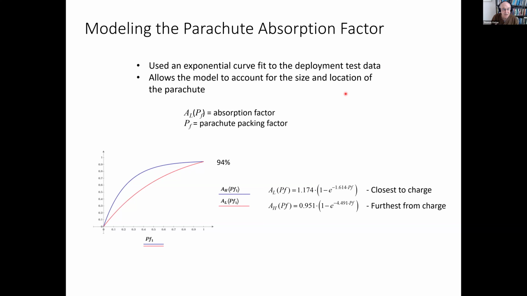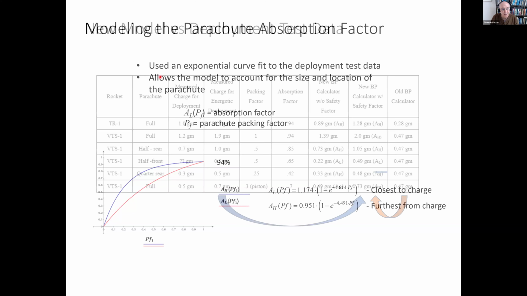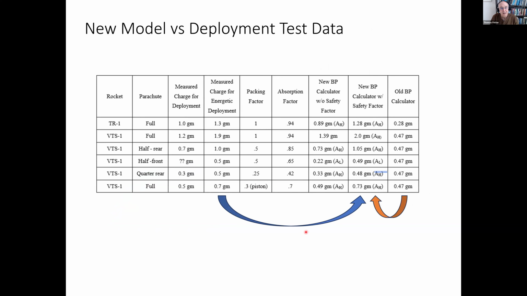Now, again, this is an engineering approximation, but it allows the model to account for the energy that's absorbed by the parachute. And when we do that, we get a model that agrees very closely with the test data for the 2 different sizes of deployment fixtures that were used and various sizes and locations of the parachute. Unlike the old black powder calculator model that didn't take into account the heating of the air and it didn't take into account the energy that's absorbed by the parachute.